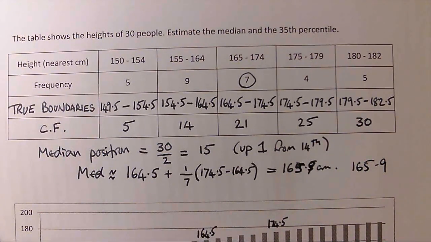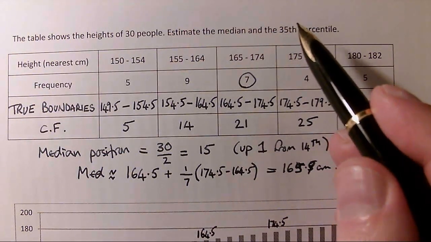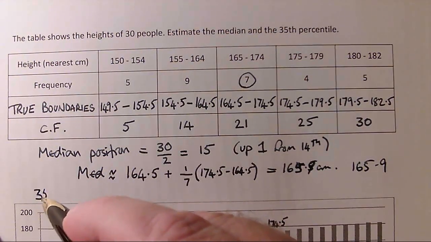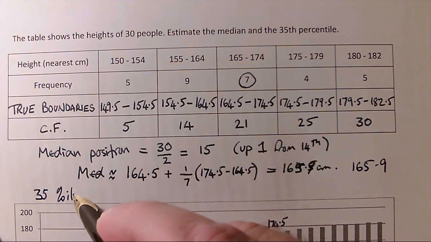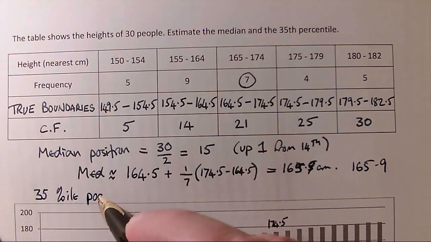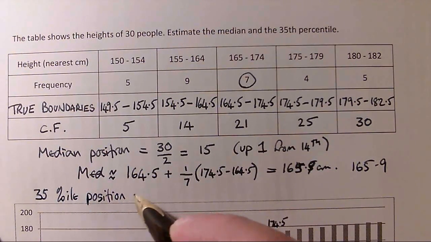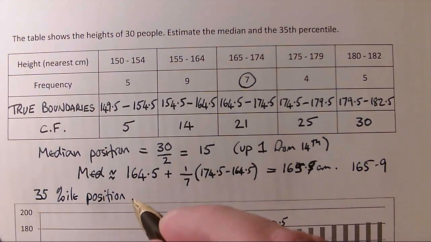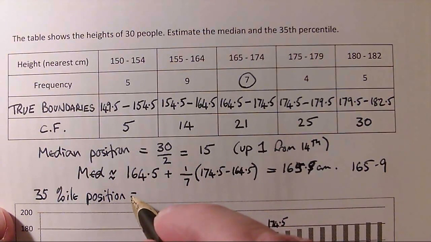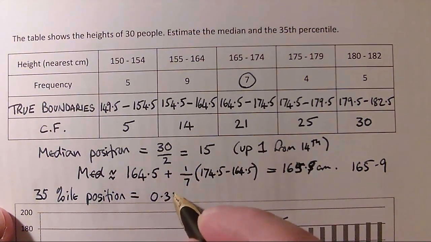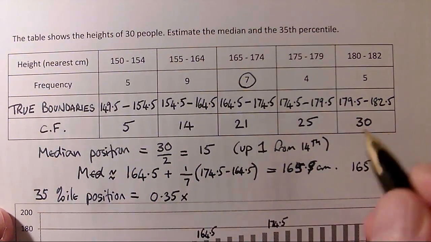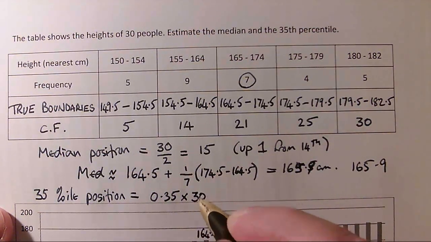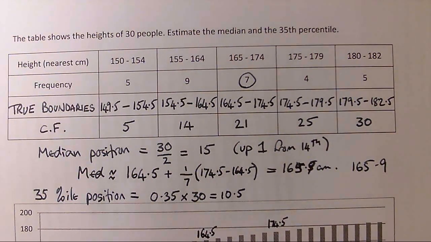Okay, so that was the median. So let's go on and do the 35th percentile. For the median position, I know that's 50% of the way through the data, so I did 30 divided by 2. For the 35th percentile, I need to find 35% of the way through the data. So that's 0.35 for 35%, and there are 30 heights, so I do 0.35 times 30. So I need to find position 10.5 in the data.